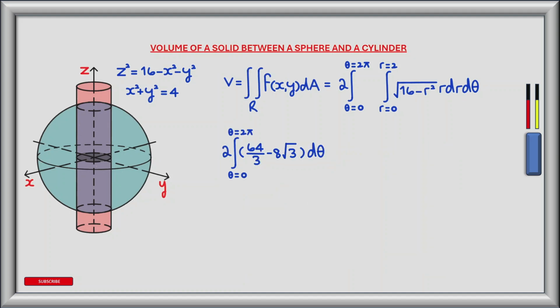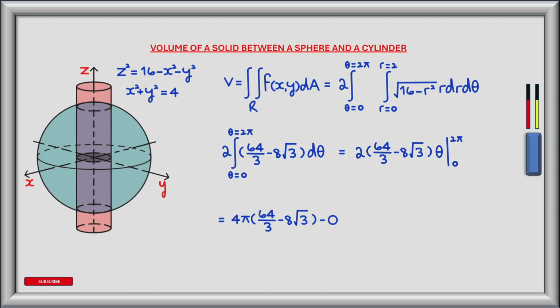And now working on the outer integral, we need to integrate from theta equals 0 to theta equals 2 pi, 64 divided by 3 minus 8 multiplied by the square root of 3 d theta, and not forgetting to multiply this result by 2 to include the volume below the xy plane. Using the power rule to evaluate this integral gives 2 into the bracket of 64 divided by 3 minus 8 multiplied by the square root of 3, all multiplied by theta, and this needs to be evaluated between 0 and 2 pi.